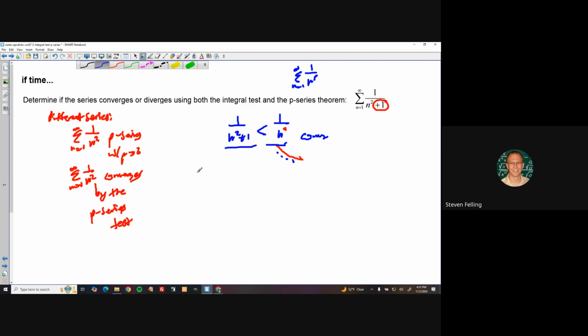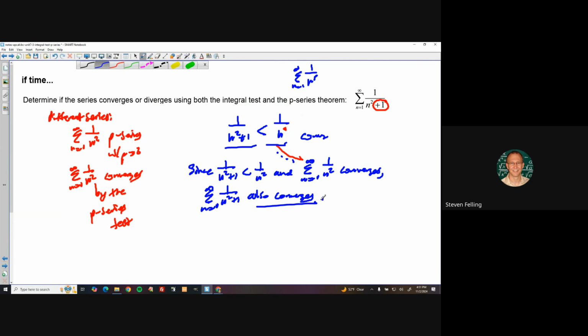So what you can say is, since 1 over n squared plus 1 is less than 1 over n squared, and the series n equals 1 to infinity of 1 over n squared converges, the series n equals 1 to infinity of 1 over n squared plus 1 also converges.